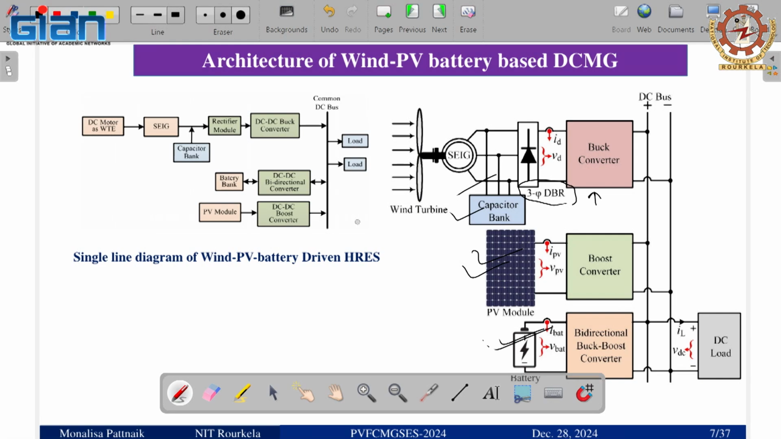Here, when I am talking about this, we have tried to develop the wind part. This is the single line diagram; again the same thing is shown. This is the circuit layout, and here is the single line diagram. Here we have chosen a buck converter. If you see here, I have shown another converter, that is a boost converter.